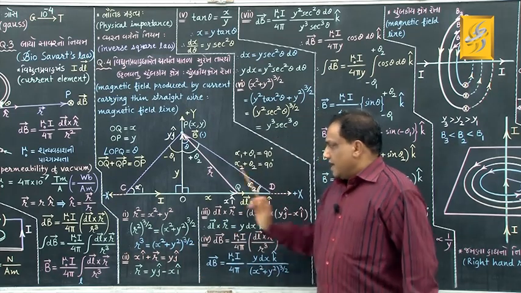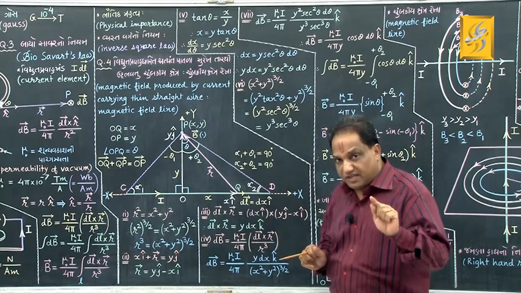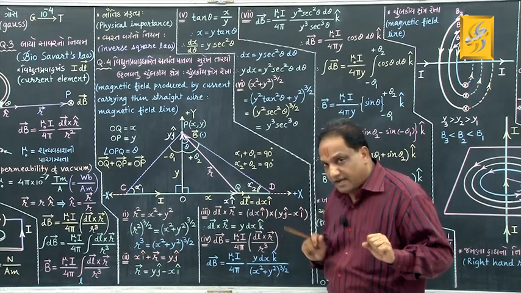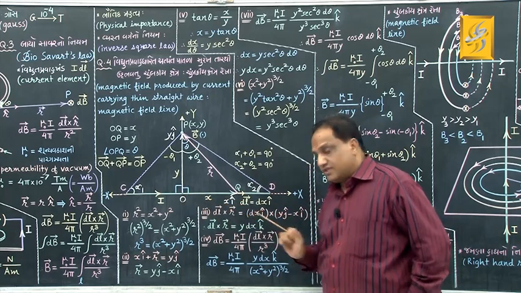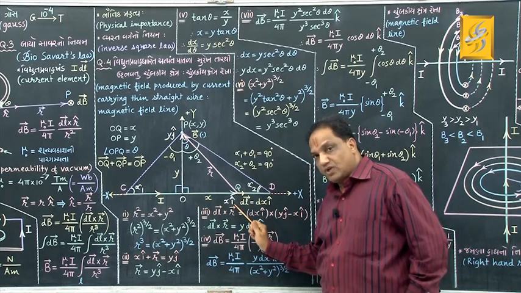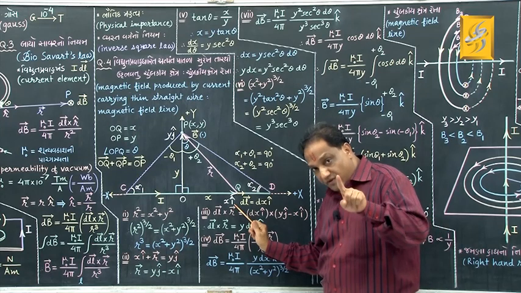Now, apply the method of triangle of vectors for vector addition. In this triangle, look, this is the vector x into i hat, because vector equals magnitude multiplied by unit vector.